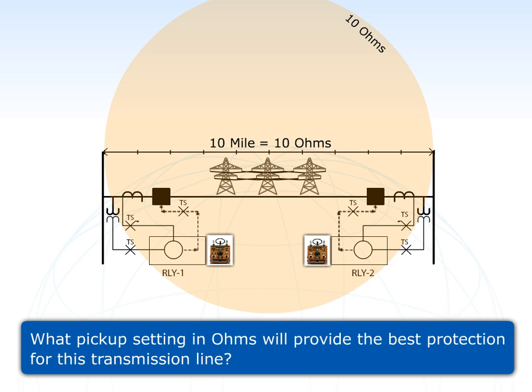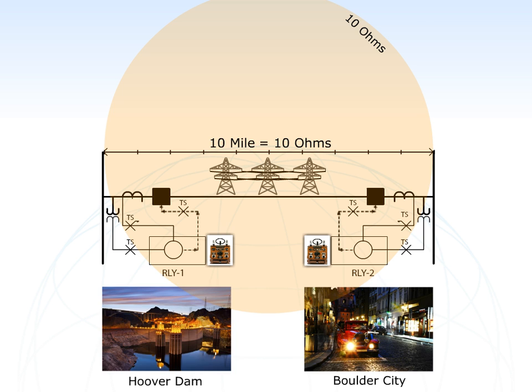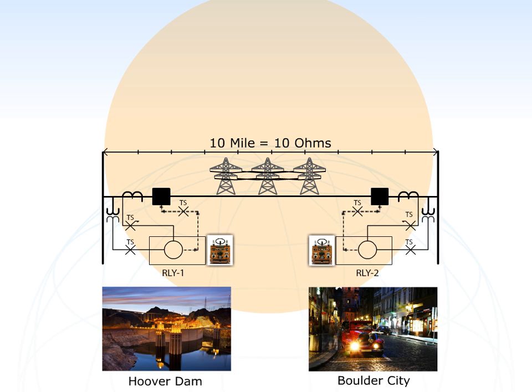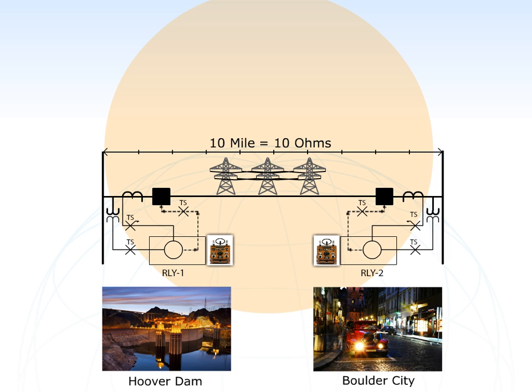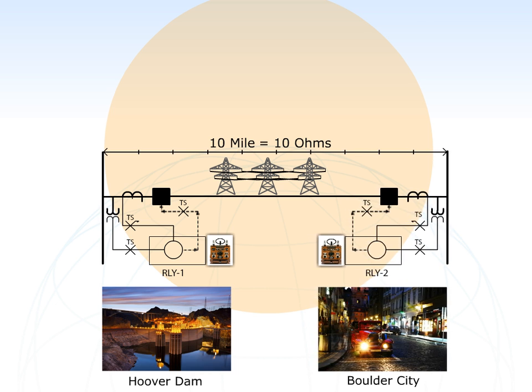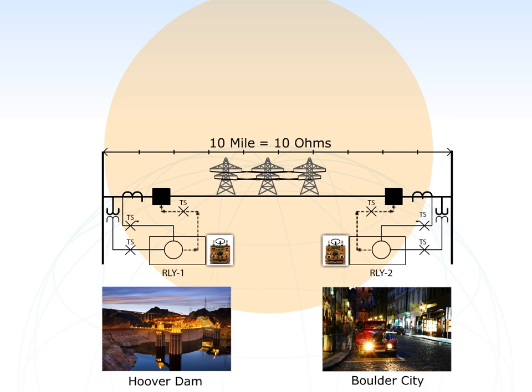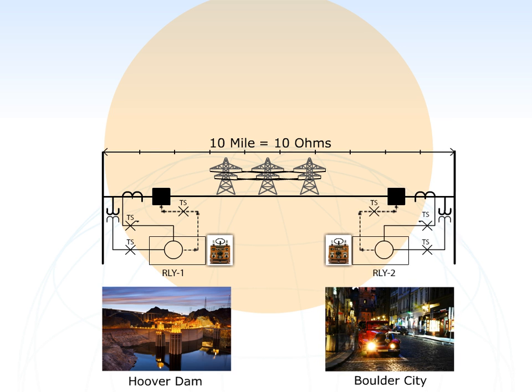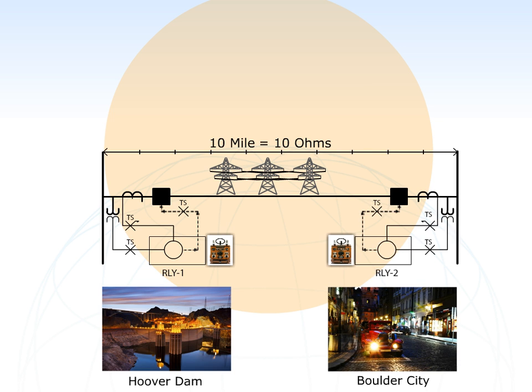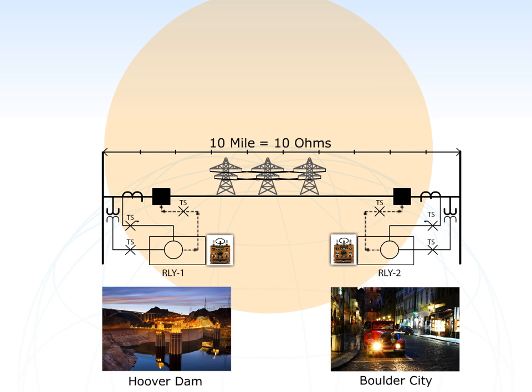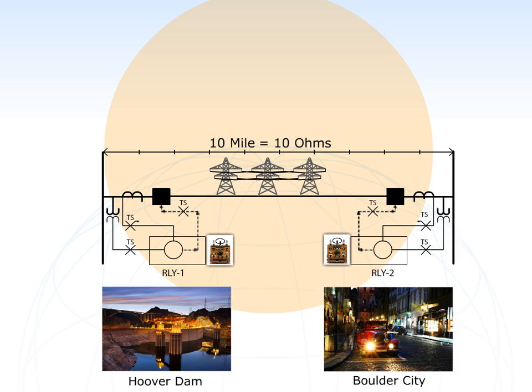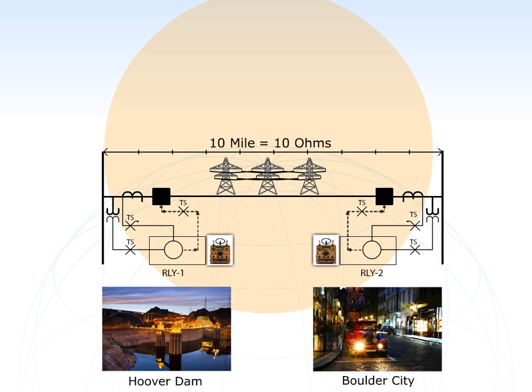Did you choose 10 ohms? That's a great setting for a perfect transmission line in a textbook. Unfortunately, we live in the real world, and there are a couple of problems with a setting set to 100% of the transmission line. The first problem is that we calculated the transmission line impedance, and there will always be errors and assumptions that will affect the calculations. Even if we could account for the inherent inaccuracy with the calculations, the transmission line impedance will change with temperature and spacing between wires. Seasons and wind can change the transmission line impedance.